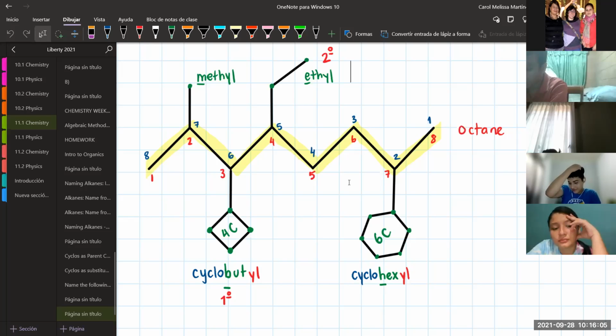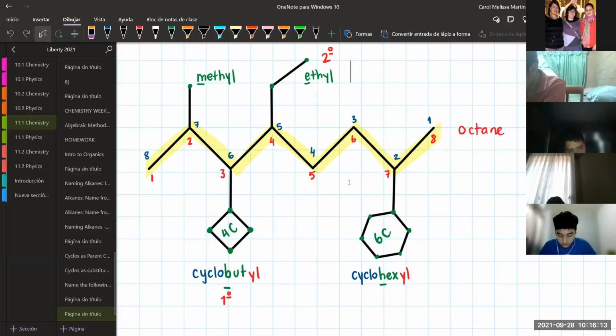Now what comes after ethyl? Is it methyl or cyclohexyl? Cyclohexyl will be in the third position, and in the last position will be methyl. Okay? So we're going to list them in that order.